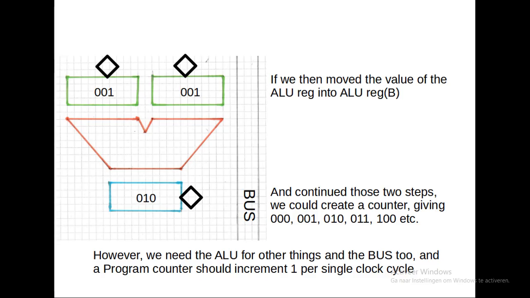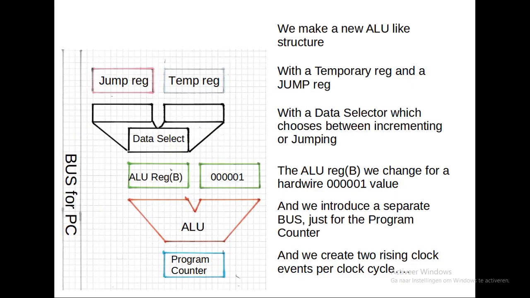I have to warn you, it gets a bit complicated now. But imagine we build a similar thing like the ALU, but with the one difference, that is the data select, that we can choose to increment on the value of the program counter, or jump to a completely different number. The data select offers only 1 to ALU register B. ALU register A we changed for hardwired 000001, so it increments always 1. We make a separate bus for this unit. It doesn't interfere with the data bus.